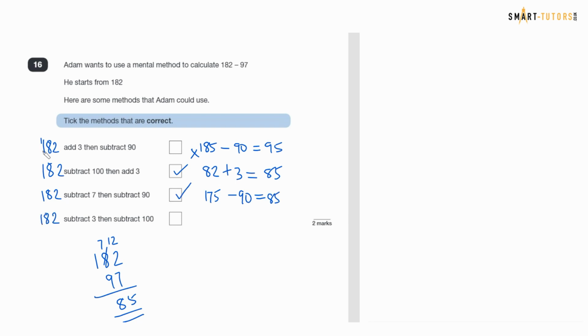You need to do 182 minus 3, minus 107, which equals 79, sorry. So that's not correct. So the correct answers are the second and third. Well done, Adran. That is the answer for question number 16.